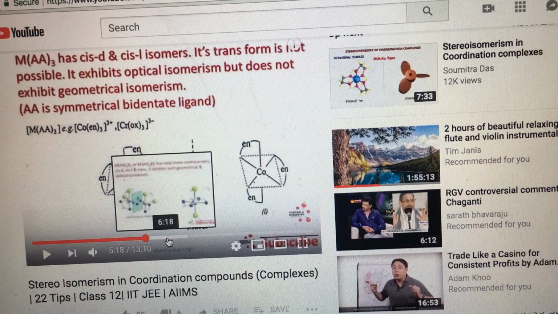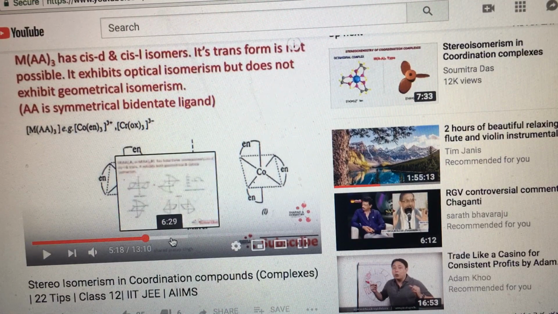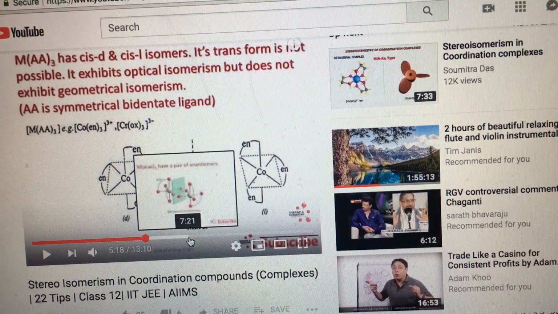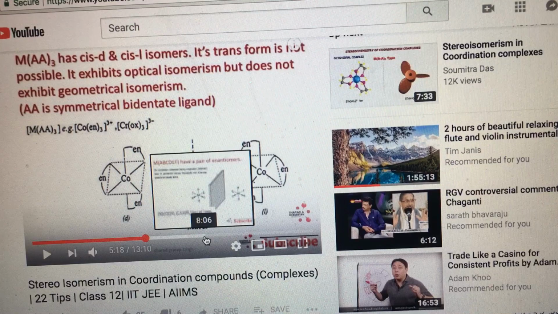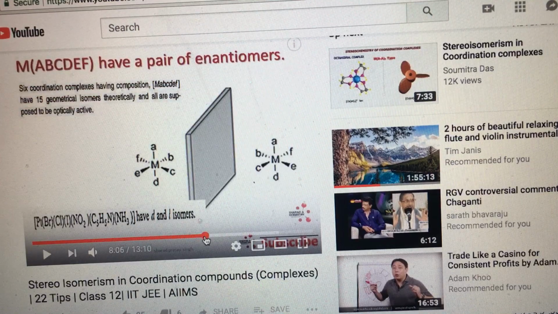Another point. And MABCDEF type of complex can have a total of 15 geometrical isomers, and also it can have a total of 30 stereoisomers because all the 15 are optically active. With this we close this session. Thank you.